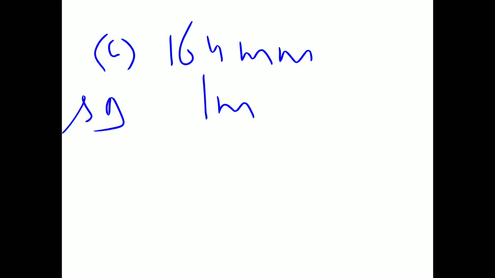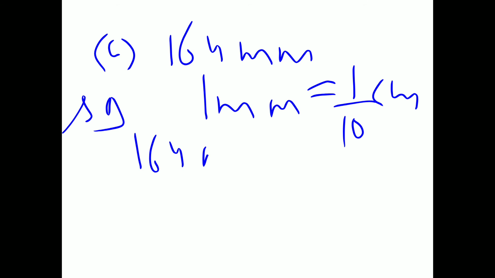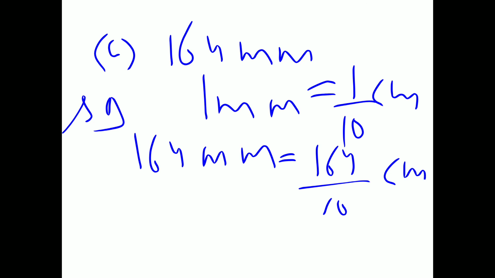That's C part. 164 millimeter. As you all know, 1 millimeter is equal to 1 upon 10 centimeter. So 164 millimeter will be equal to 164 upon 10 centimeter. As you know, the decimal comes after one number, so the answer will be 16.4 centimeter. Now I do D part for you.